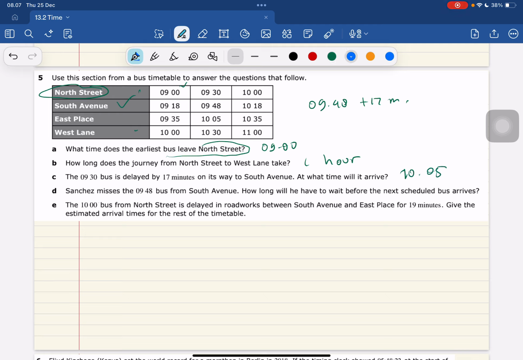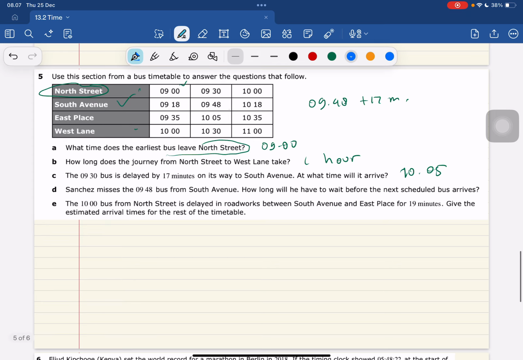Next, Sanchez misses the 09:48 bus from the South Avenue. How long will he have to wait before the next scheduled bus arrives? Okay, here until here. So 9:48 to 10 o'clock first is 12 minutes, and then 10 to 10:18 is 18 minutes. So 12 plus 18 is 30 minutes. So Sanchez needs to wait for 30 minutes.